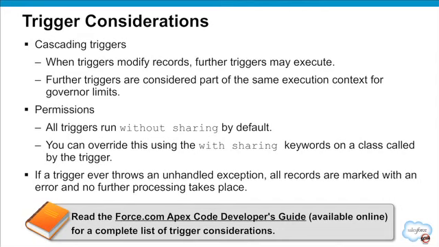Anytime you have an unhandled exception, so if we just have an exception that we're not catching, then that's going to roll back the entire thing. Now that's different than explicitly preventing a specific record from being written to the database.